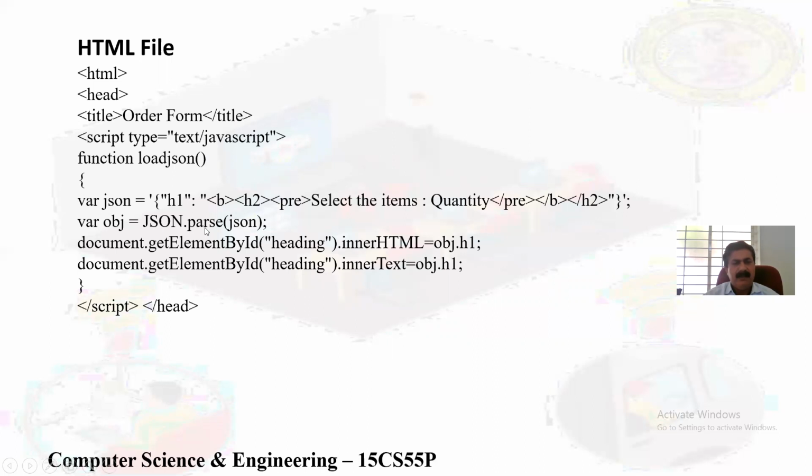This JavaScript is passed JSON. So document.getElementById, heading innerHTML. The object value is what we are getting here and assigning to the H1, obj H1. And similarly, heading innerText. So these two are read.